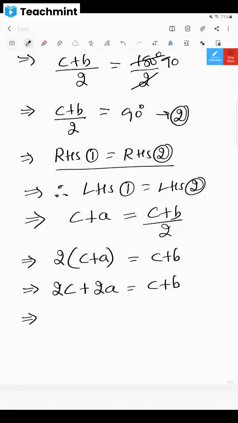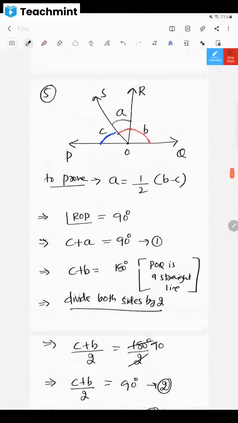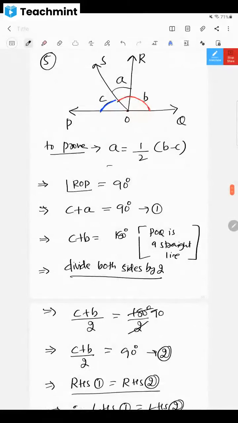So what I will do now, I will bring this C to this side. If I bring this C this side, it becomes 2C minus C, and if I send this 2A that side, it becomes B minus 2A, no? I mean the target, what is the target? Let us see the target once again. I have to bring A on one side and other things on the other side, no, dear children? A has to be brought on one side. Clear?